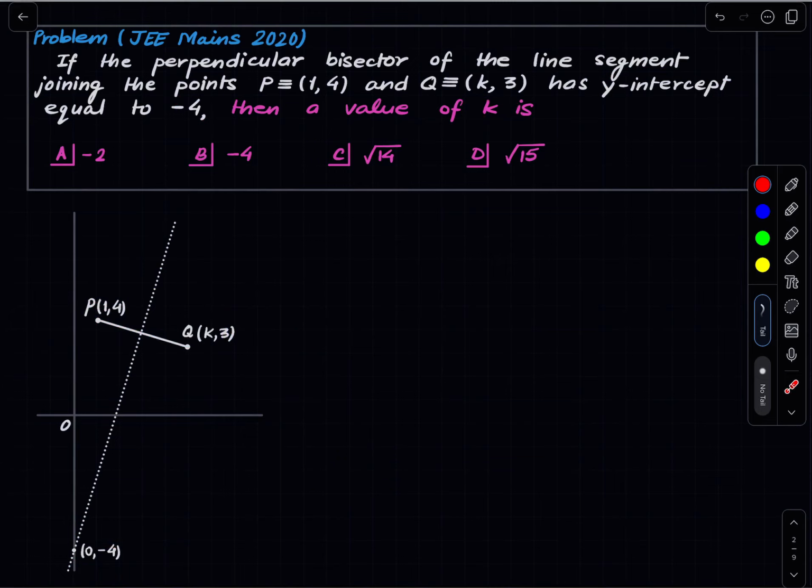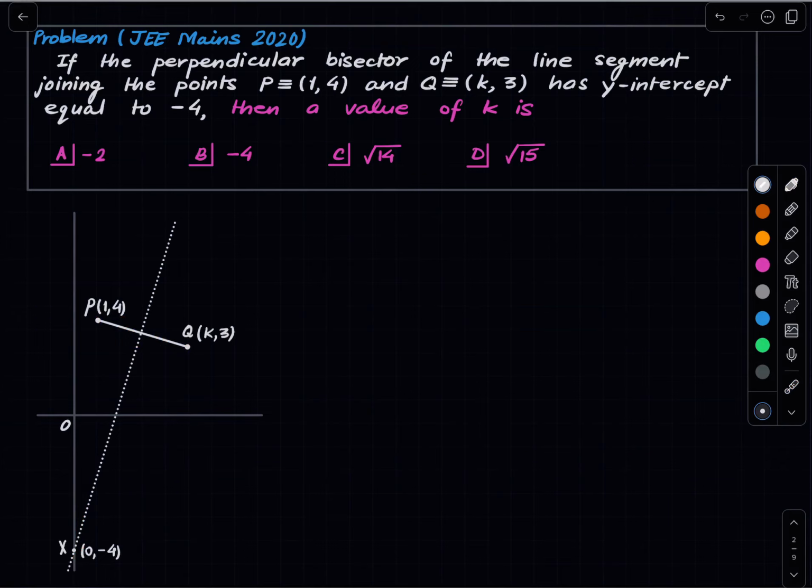Alright, and it's very simple. Just use basic geometry. Since this is the perpendicular bisector, by congruency, this is equal to that. And if we use this equation, we will get a possible value of k. So let's do this.